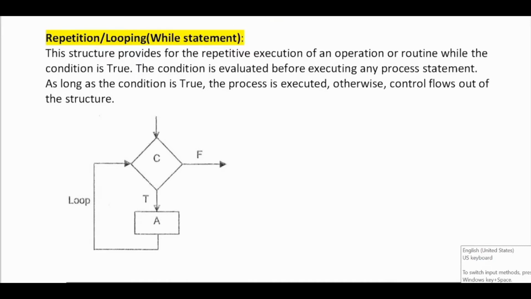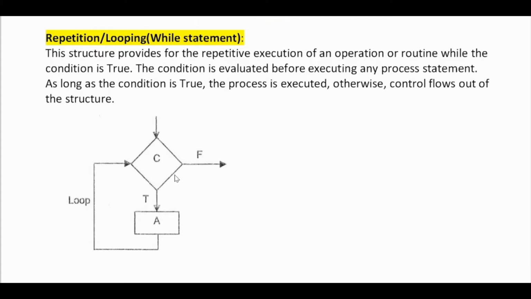This time we're going to discuss the repetition or looping structure, which is equivalent to the while statement in programming. This structure provides for the repetitive execution of an operation or set of operations or routine while the condition is true. The first thing is that the condition is evaluated before executing any process statement. And as long as the condition is true, the process is executed. Otherwise, control flows out of the structure.